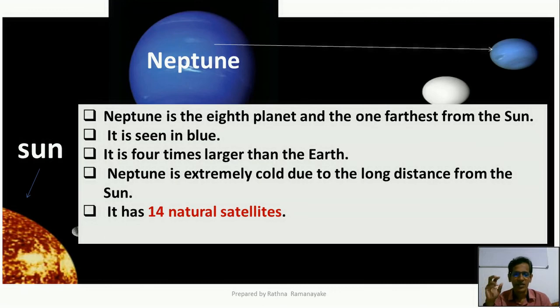Right? Neptune is extremely cold due to the long distance from the Sun. It has 14 natural satellites. Neptune has 14 natural satellites. Right? You must know special features of the planets in the solar system.